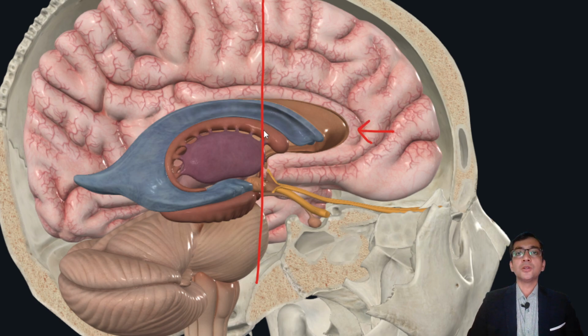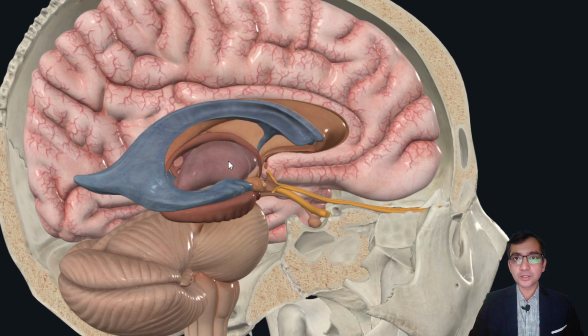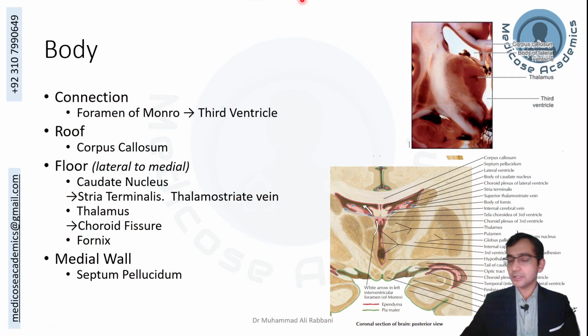When you look from the front, you will see the cut open body, and below you will see some structures, the most prominent one being this caudate nucleus, and above you will see corpus callosum. This is the corpus callosum. Let me show you other structures that are present. Inferiorly, next to the caudate nucleus, you will be able to see this fornix, as you can see right here. So these are the structures that you will basically be seeing. So let's get back to our presentation.